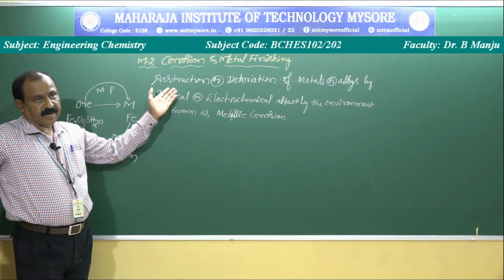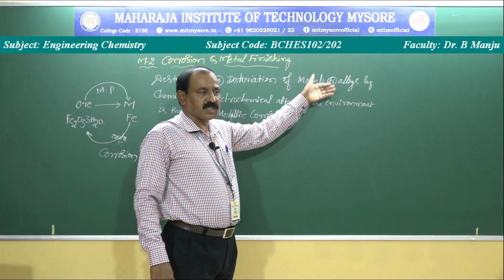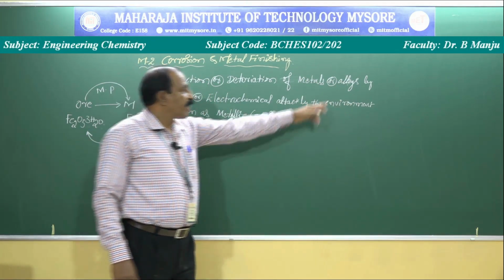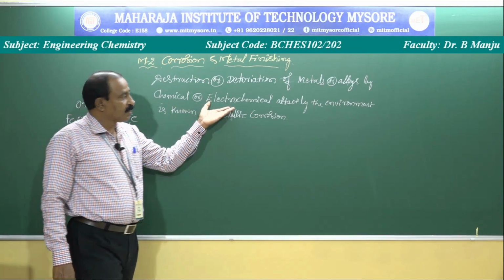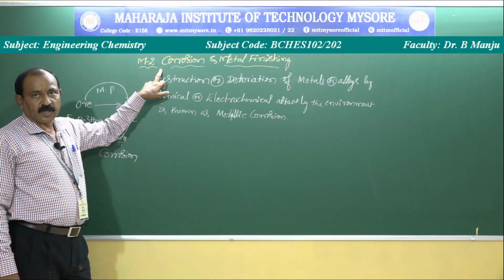Corrosion can be defined as destruction or deterioration of metals or alloys. Metals undergo corrosion, even alloys also undergo corrosion. By what reaction? Either by chemical reaction or electrochemical reaction in the environment, they undergo corrosion. That is called metallic corrosion.